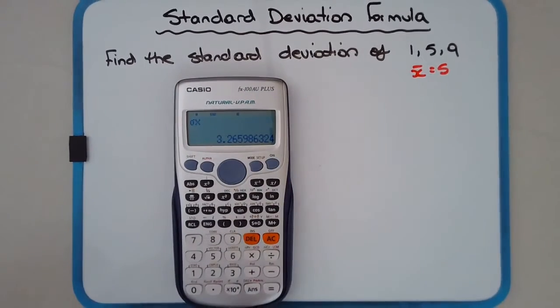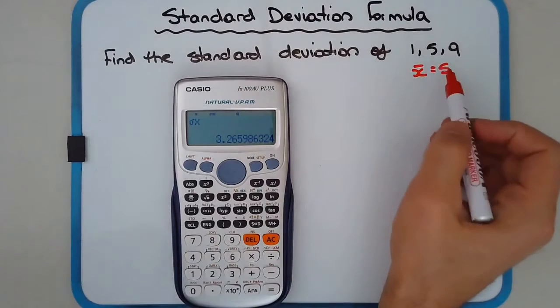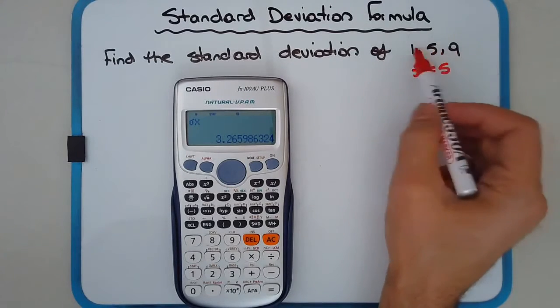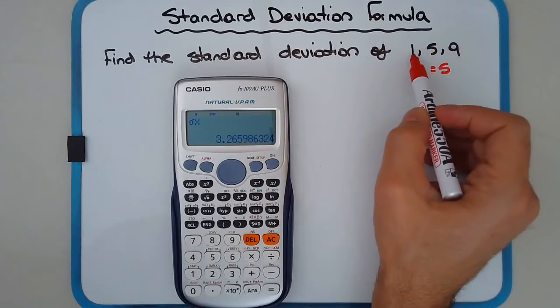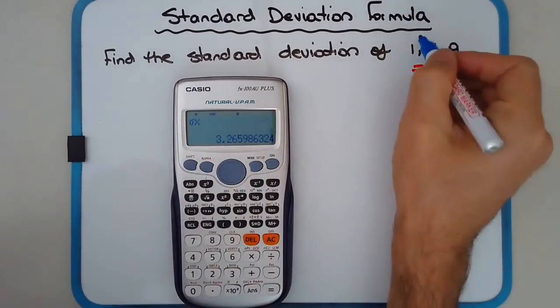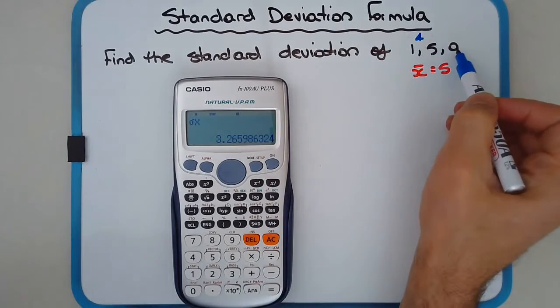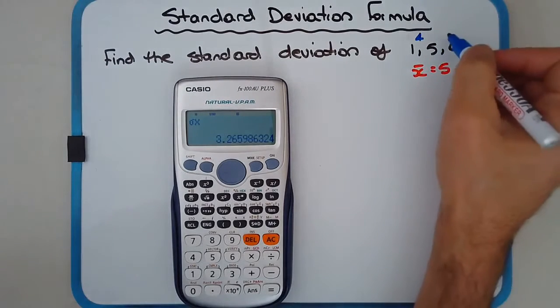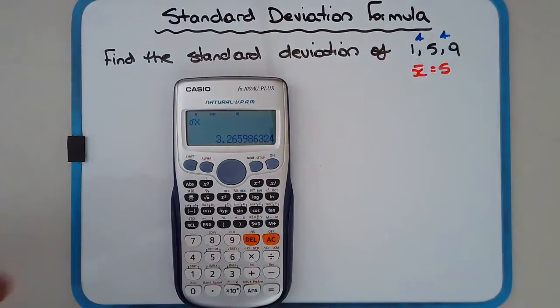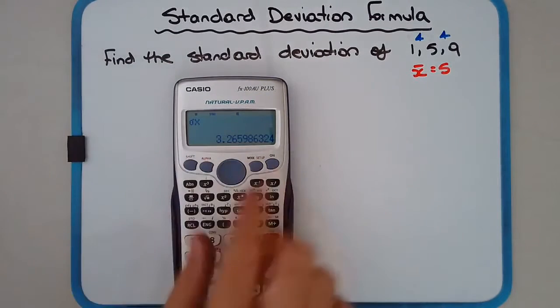You might think, hang on, standard deviation should measure the average distance away from the mean. The mean is 5. We have a 1, that's 4 units away from 5, and the 9 is also 4 units away. The average of 4 and 4 is 4. So that lent itself to this question of where that answer came from.